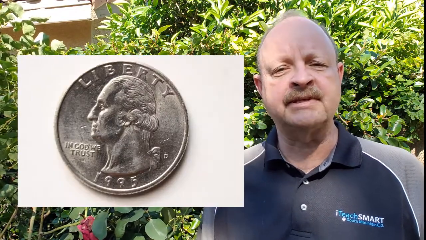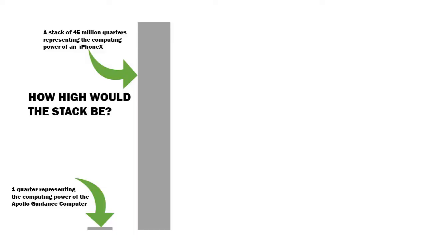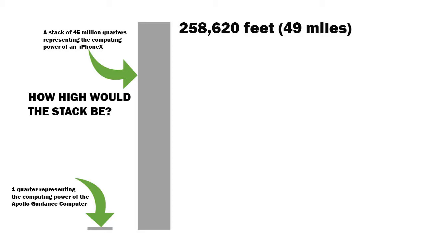Now when we think about the power of that little computer in the lunar module, we could represent that with a quarter. Today's iPhone is 45 million times more powerful than that flight deck computer that they had in the lunar module. 45 million times. So if we represent that lunar module computer by a quarter, how high would a stack of 45 million quarters be? Well, it's 258,670 feet, or approximately 49 miles.